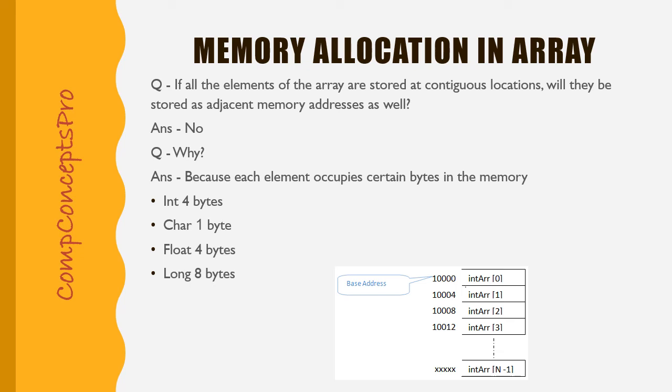This is an integer array. The base address starts at 10,000. That means the address of its first element starts at 10,000. Now, because it is an integer array and integer occupies 4 bytes in the memory, the address of the next element will be 10,004. Even the next element will be present at the address 10,008 and so on.